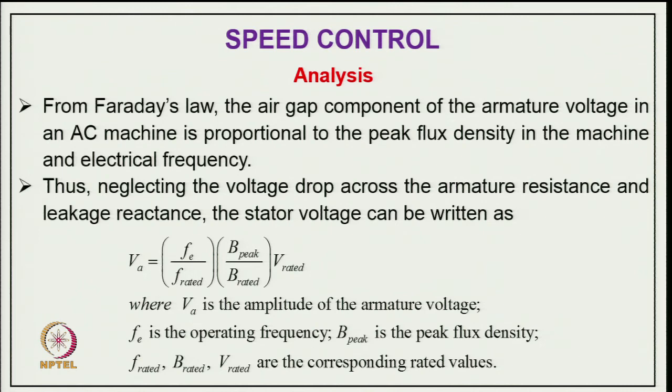So, coming to Faraday's law, the air gap component of the armature voltage in an AC machine is proportional to the peak flux density in the machine and the electrical frequency. Thus, neglecting the voltage across the armature or stator resistance and leakage reactance, the stator voltage can be written as V equal to (F_e upon F_rated) into (B_peak upon B_rated) into V_rated, where V is the amplitude of the armature winding voltage, F is the operating frequency, B_peak is the peak flux density, and F_rated, B_rated and V_rated are the corresponding rated values.